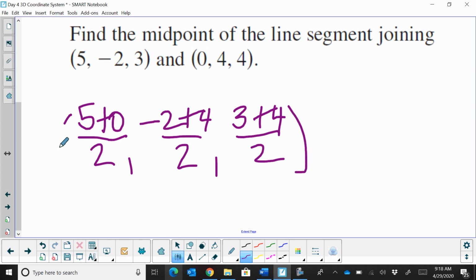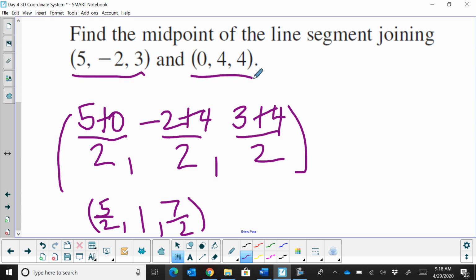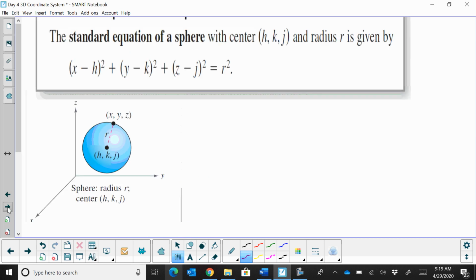So here is the setup to solve. So it's going to give me 5 halves, which is 2.5. This is going to give me 2 divided by 2 is 1. And the last one is just 7 halves. And that would be the midpoint between these 2 points. It's very simple, just like the midpoint formula, only adding the third coordinate. Now let's look at how we can apply the distance and the midpoint, because we're going to deal with a sphere. So just like a circle, we are just going to add that third set of variables to create a sphere.